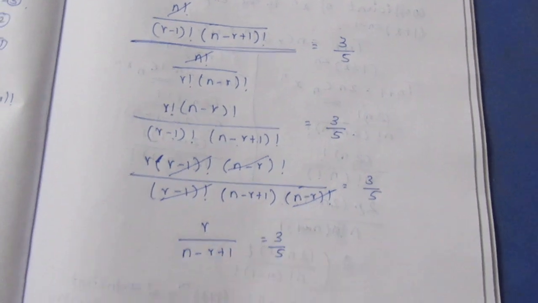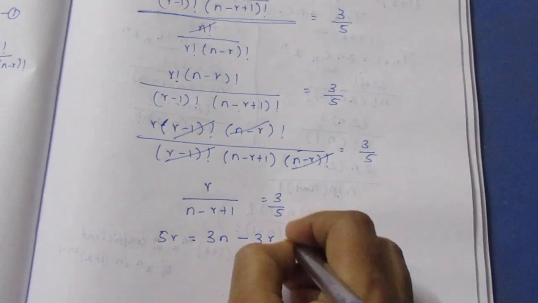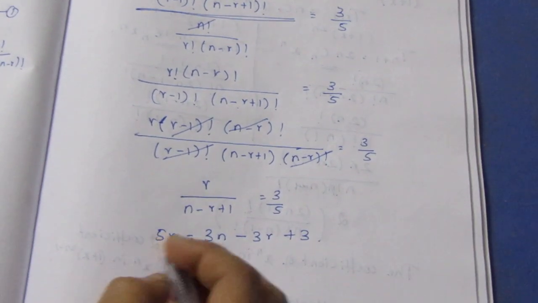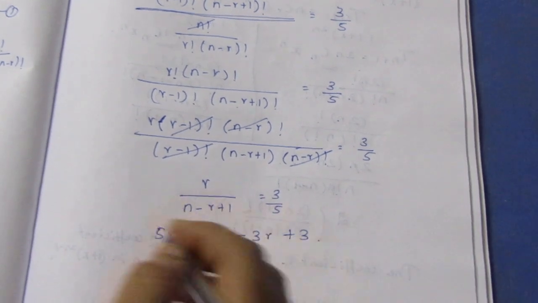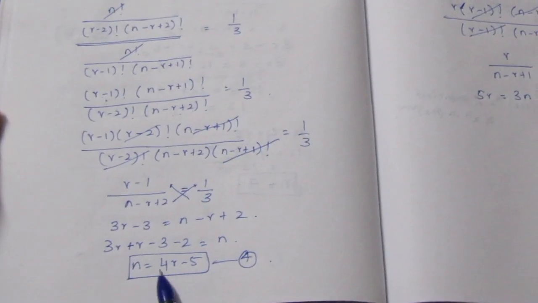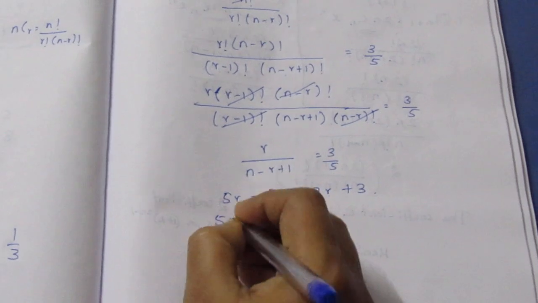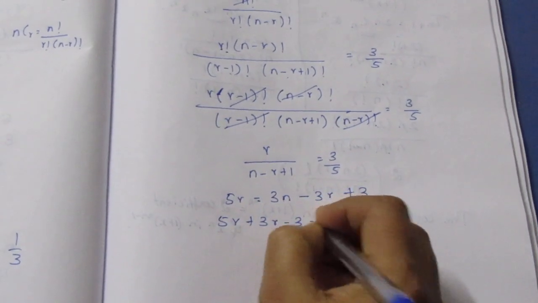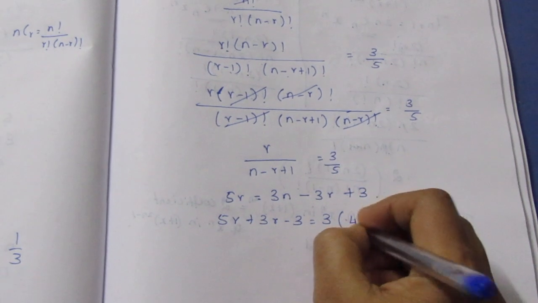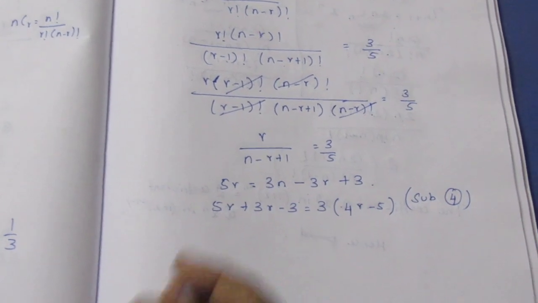If I cross multiply this 2, it becomes 5r is equal to 3n minus 3r plus 3. Here, bringing r and the constant term to one side, we already know the n value which we have found to be the fourth equation as n is equal to 4r minus 5. I am going to substitute it here. We have already found n is equal to 4r minus 5. I am going to substitute in the place of n. So now this becomes 5r plus 3r minus 3 is equal to 3 into, in the place of n, 4r minus 5. Substituting equation 4.